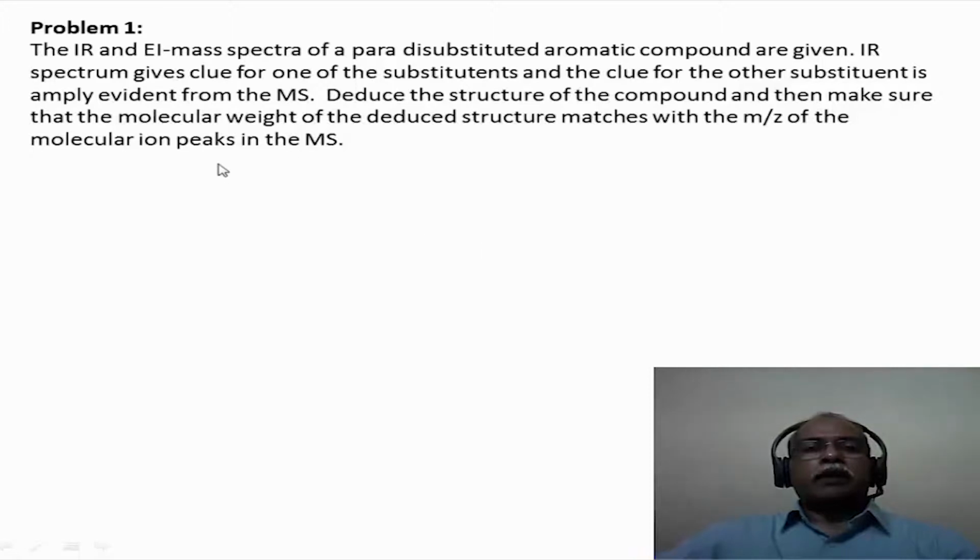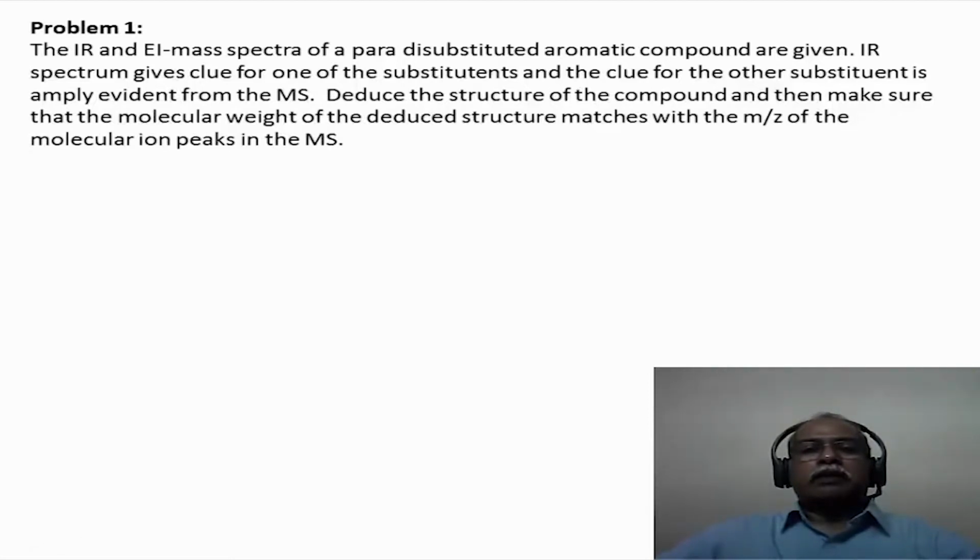The infrared spectrum and the electrospray ionization spectrum of a para-disubstituted aromatic compound are given. So only two spectroscopic data are given, no other information is given. The infrared spectrum gives a clue for one of the substituents, and the clue for the other substituent is amply evident from the mass spectrum. Deduce the structure of the compound and then make sure that the molecular weight of the deduced structure matches with the m/z value of the molecular ion peak seen in the mass spectrum.